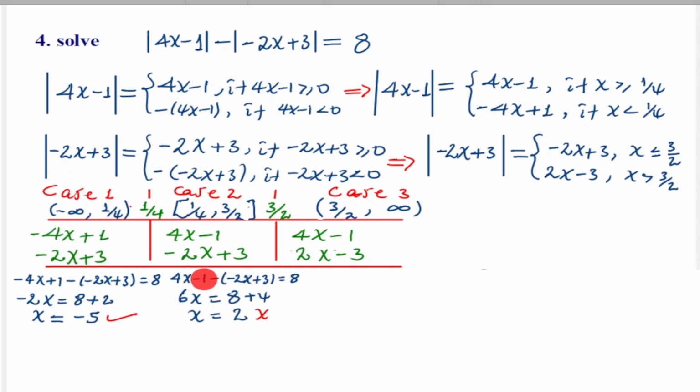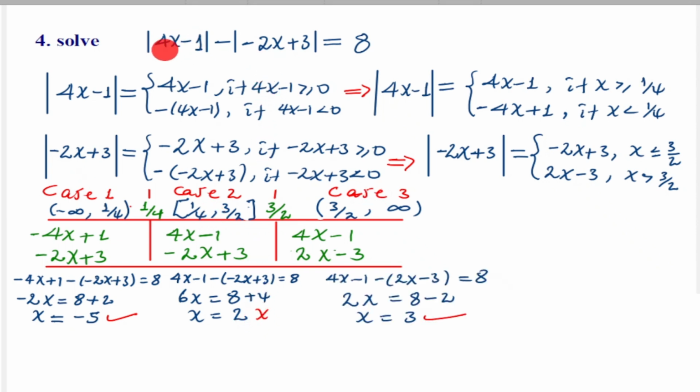Case 2, 4x minus 1 minus the output of this absolute value, which is minus of negative 2x plus 3, is equal to 8. Negative of negative 2x is positive 2x. Positive 2x plus 4x is 6x. Minus 1 minus 3 is minus 4. When we bring it to the right, we get plus 4. 8 plus 4 is 12. When we divide both sides by 6, we get x is equal to 2. But 2 is not a member of this interval. 2 is not a solution for this equation.